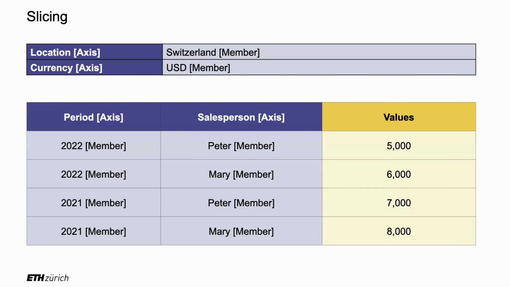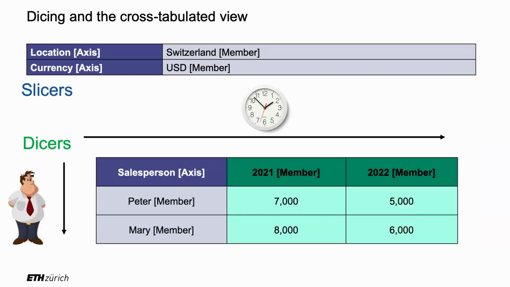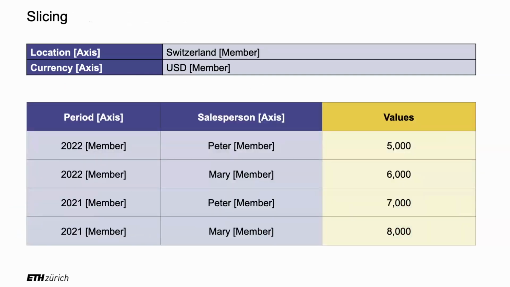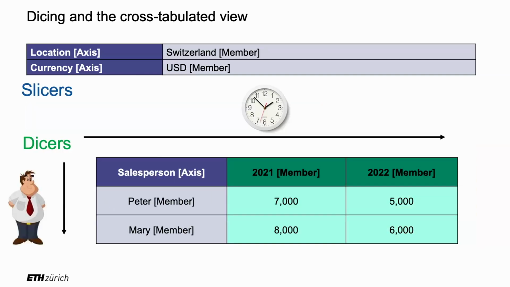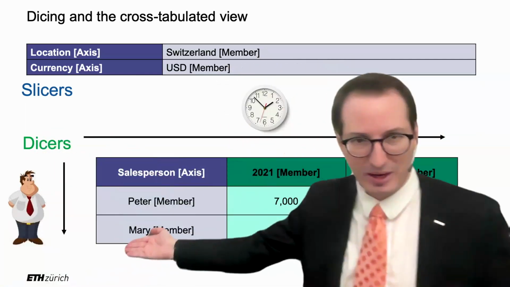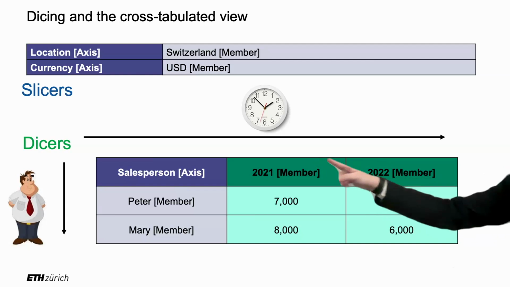But what is a 2x2 cube? It's basically a grid, right? It's a table, it's something two-dimensional, it's flat, it's something I can actually see. And for this reason, I might as well do it. I can actually visualize it as a 2x2 cube. This is called cross-tabulating. When you have two dimensions left in what you want to display, then you put one of these dimensions on the rows, Peter and Mary, and another dimension on the columns, 21 and 22.